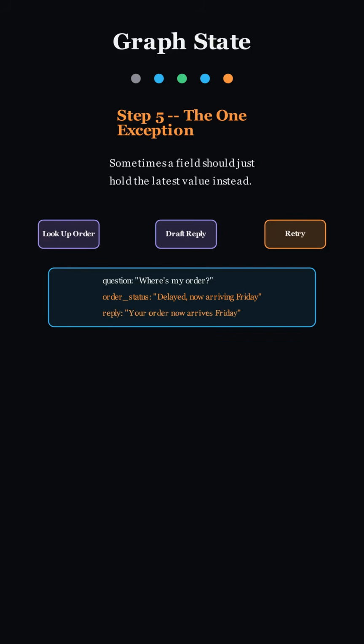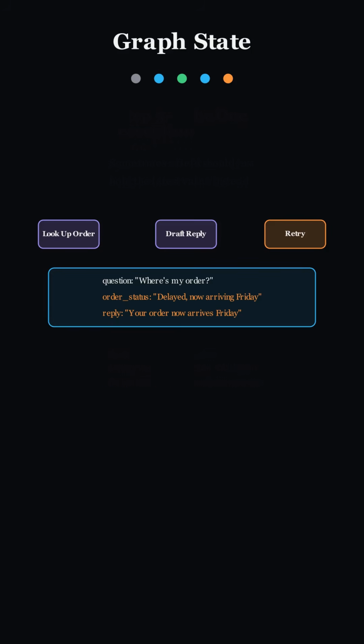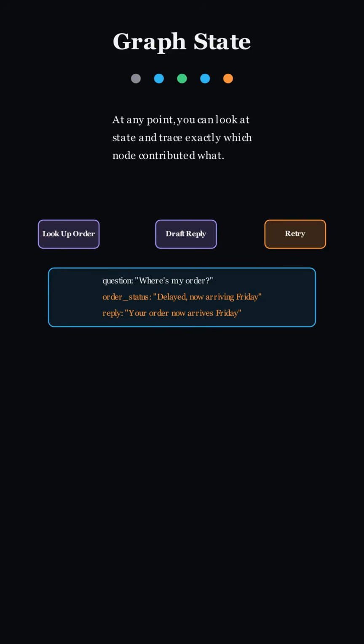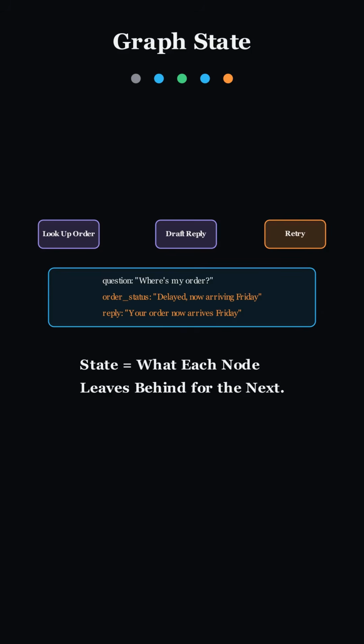So the reply updates as well, your order now arrives Friday. And notice the field count hasn't moved, it's still 3. Order status and reply both just overwrote their values, so the two of them never end up contradicting each other. And that's really the whole idea. At any point, you can look at the state and trace exactly which node contributed what. State is simply what each node leaves behind for the next one.